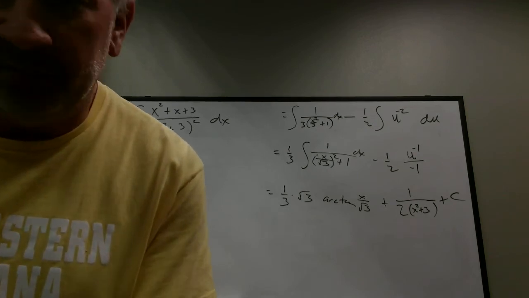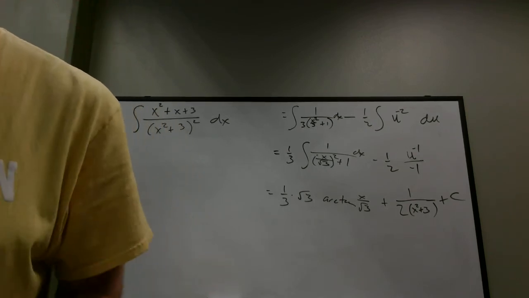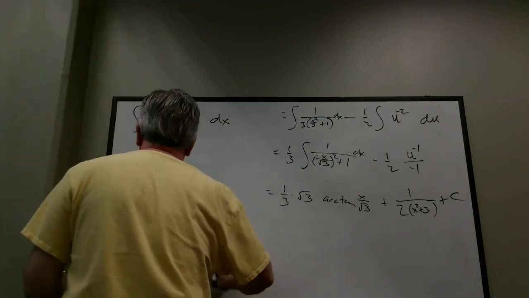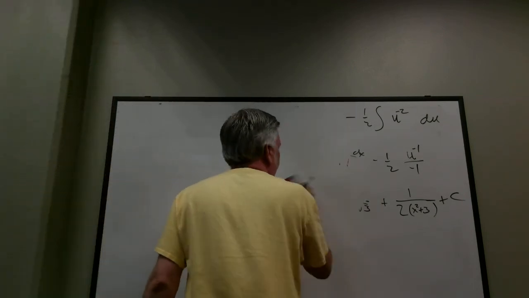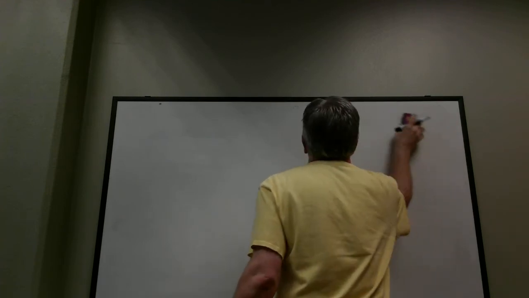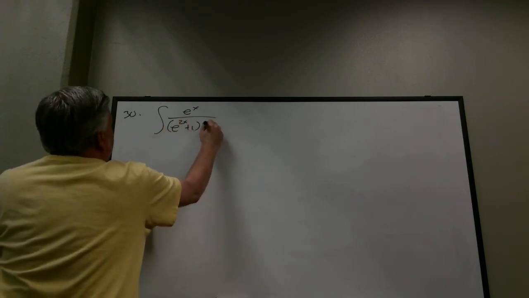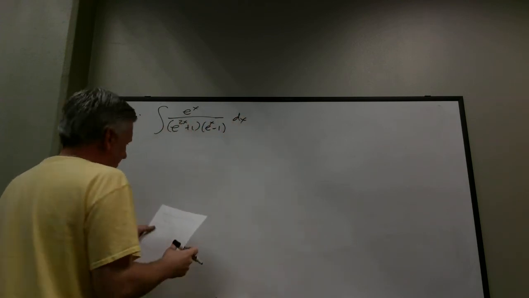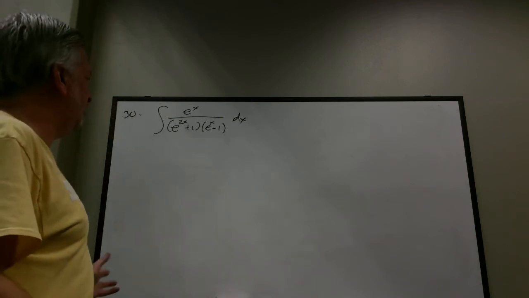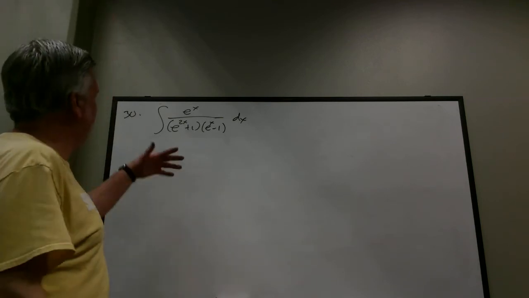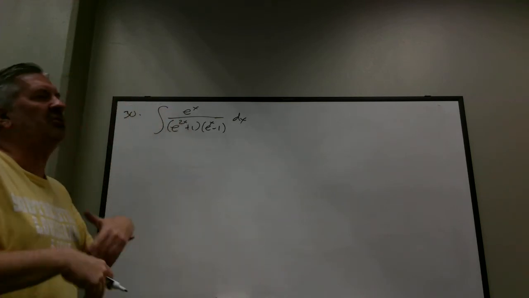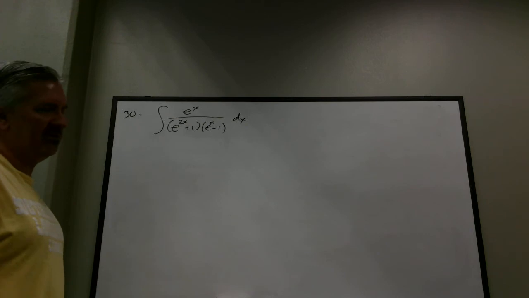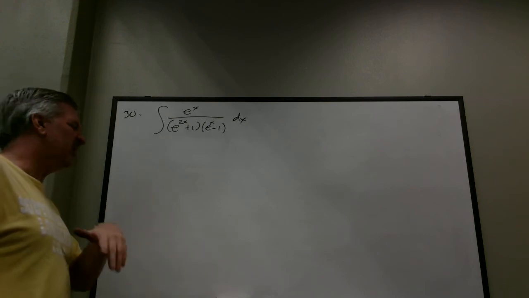Okay, let's do one more here. Okay, so this number 30, it says the integral of e to the x over e to the 2x plus 1 times e to the x minus 1 dx. And again, go through your list. Straight integration, no. They say use substitution, but just as a straight substitution problem, you can't get the answer with a basic substitution. You have to do something else. And again, parts, no.